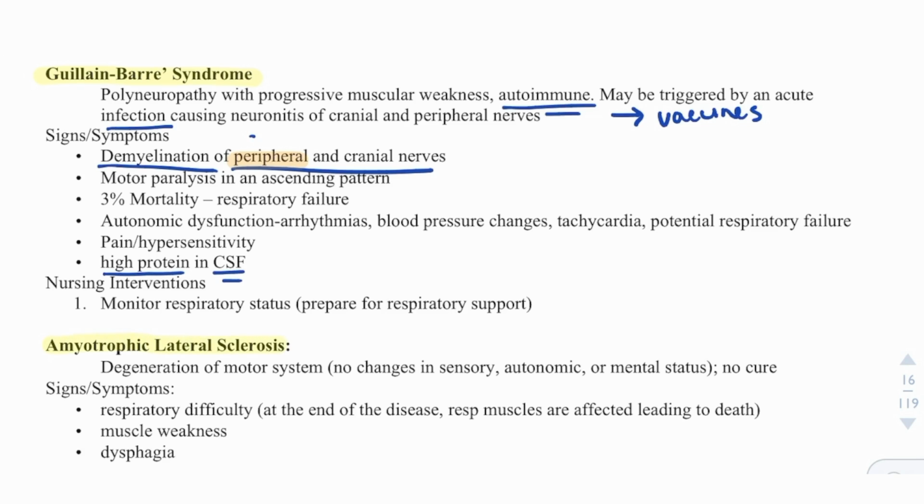amyotrophic lateral sclerosis. This is also known as ALS. And this is a degeneration of the motor system with no changes in sensory, autonomic, or mental status. There is no cure. Signs and symptoms include respiratory difficulty at the end of the disease because the respiratory muscles are affected, leading to death, muscle weakness, and dysphagia.